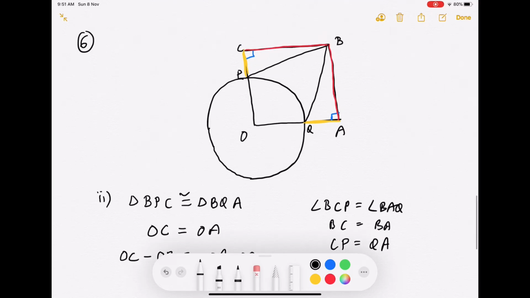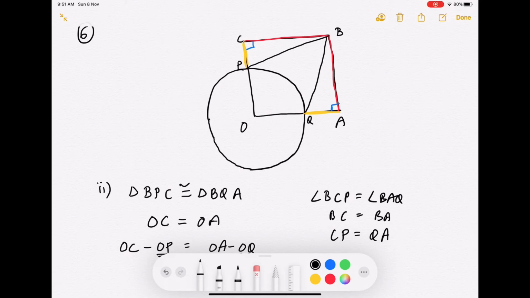So in these two triangles, I have a side, angle and a side which are equal. So from the SAS congruency condition, I can say that triangle BPC is congruent to triangle BQA.